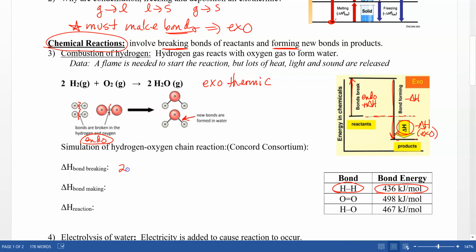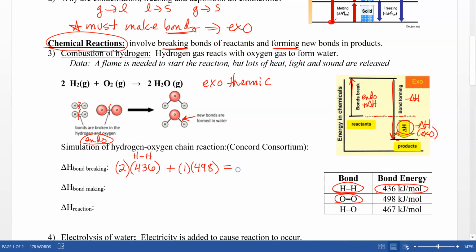So what we're going to do is 2 times the 436, and we don't have to write in the kilojoules per mole. I'm just going to write above it that that's the H to H bonds. So we have 2 of those. We're going to break those, and then we're going to break 1 of the oxygen-oxygen bond. In this case, it's an oxygen double bond O, right? So you're breaking the whole double bond. So 498 kilojoules to break that one double bond there. Okay, so we just need to calculate that.